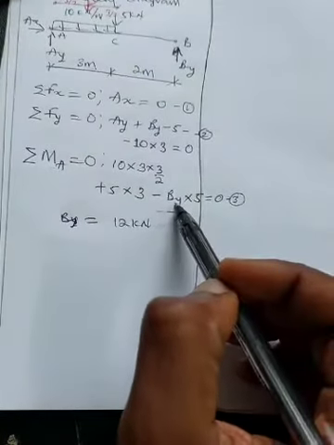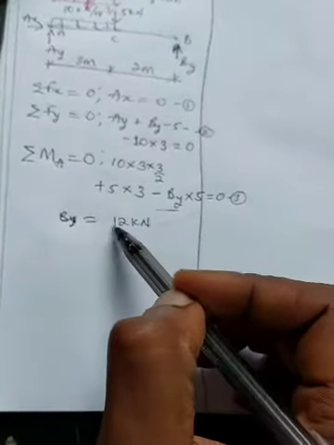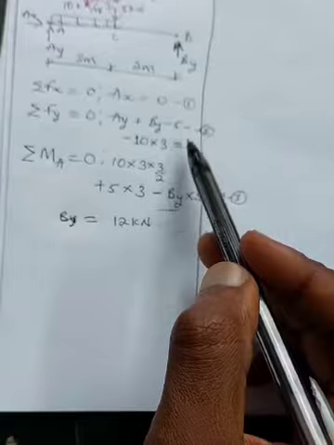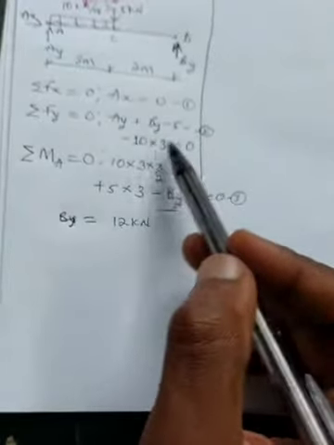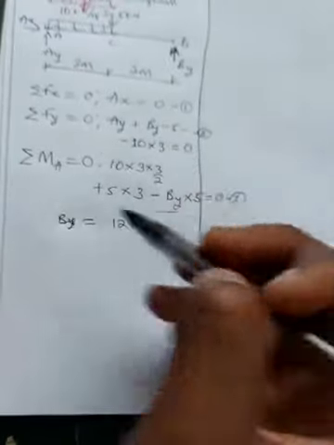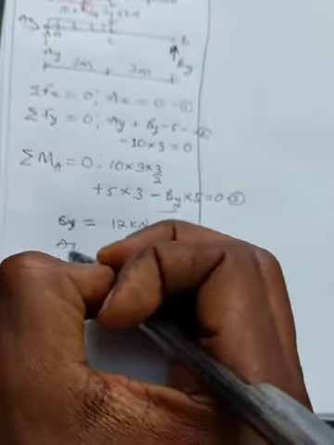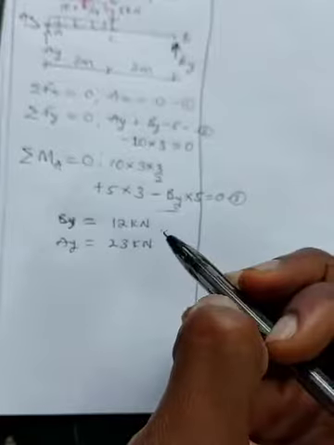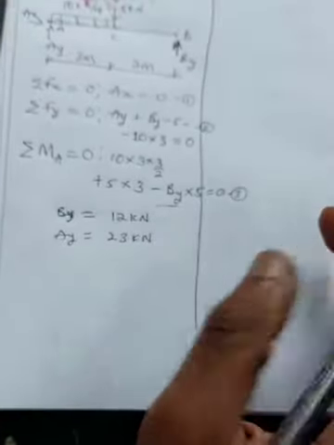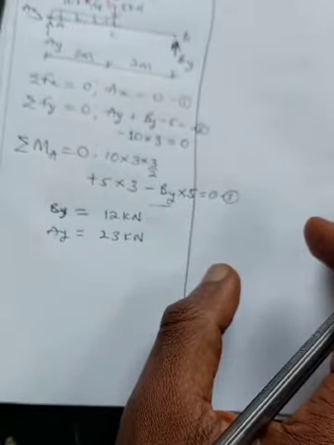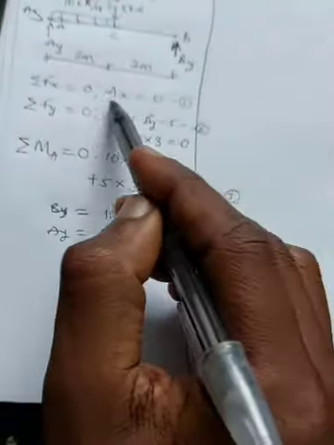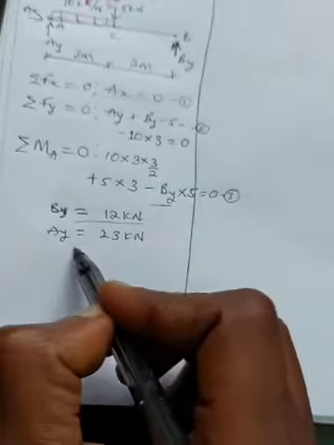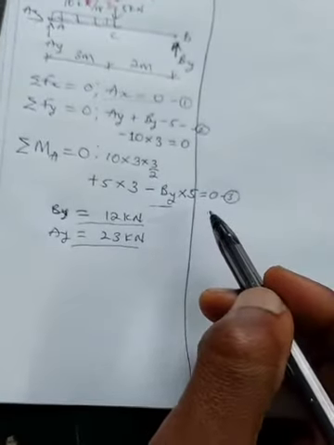Once you find your By, you can put it into your equation 2 to get Ay, and that too gives us 23 kilonewtons. So it means that we have all the reactions. That is, Ax equals 0, we found By to be 12, and we have Ay to be 23.